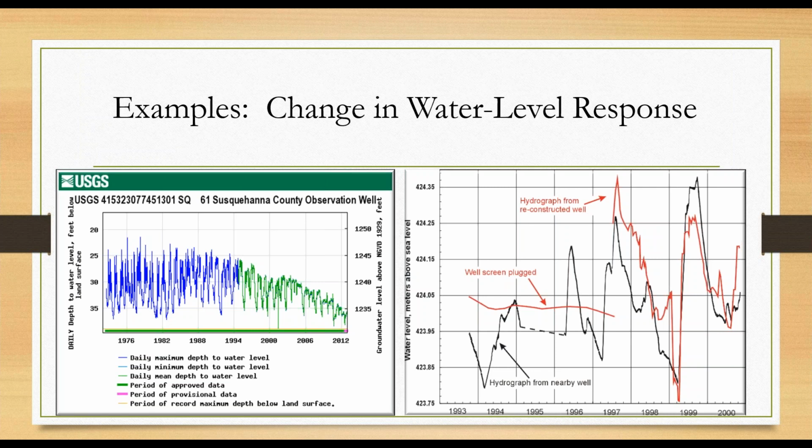Meanwhile, a similar well drilled in the same part of the aquifer nearby, shown in the black line, is showing fluctuations. So we were able to see that this well was plugged, that the well did not have good integrity. It was not in connection with the aquifer. After the well was reconstructed, you can see that the signature of the water levels makes sense now.